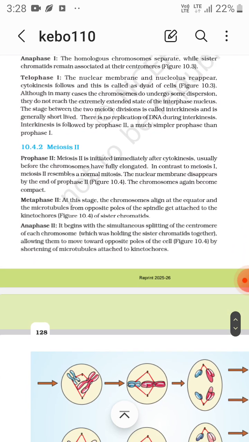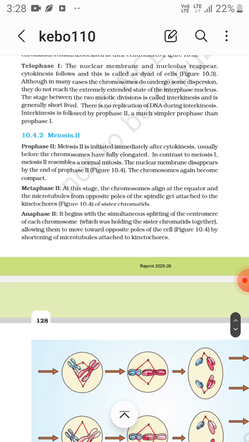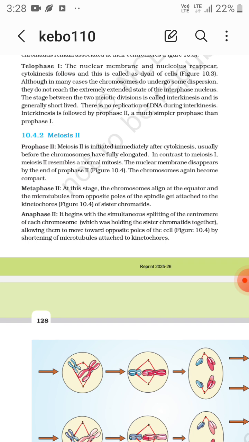Now meiosis 2. Prophase 2, meiosis 2, is initiated immediately after the cytokinesis, usually before the chromosomes have fully elongated. In contrast to meiosis 1, meiosis 2 resembles a normal mitosis.